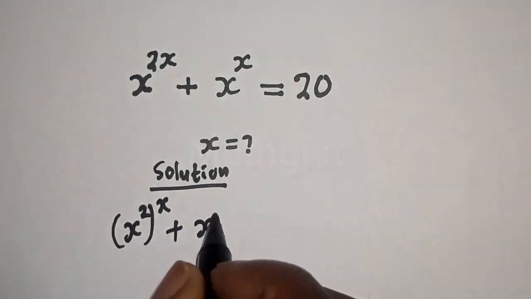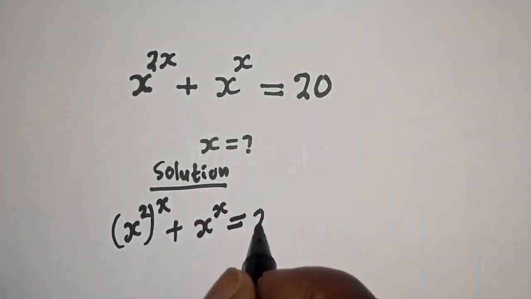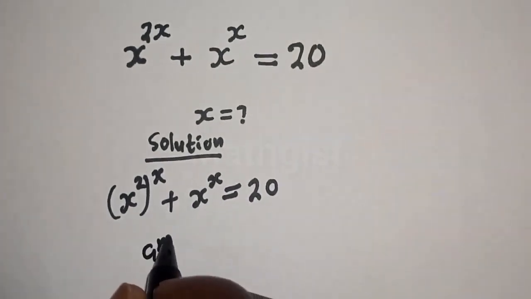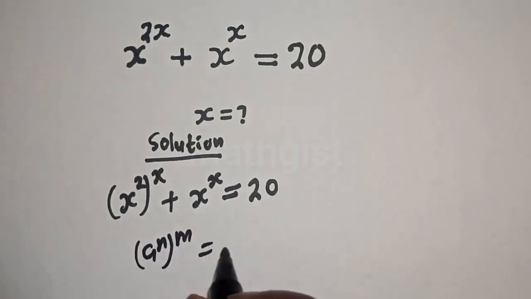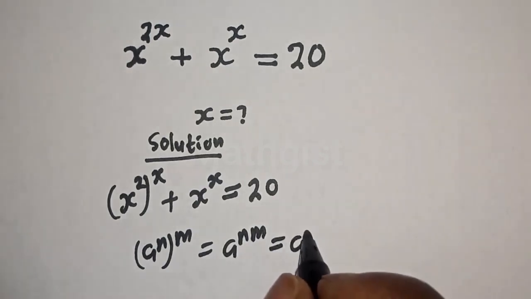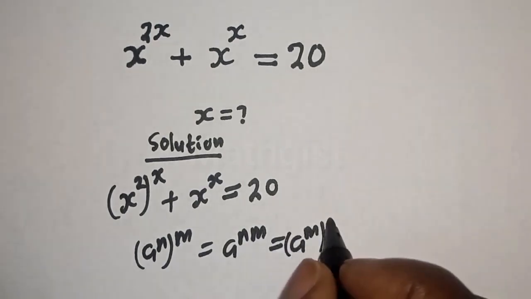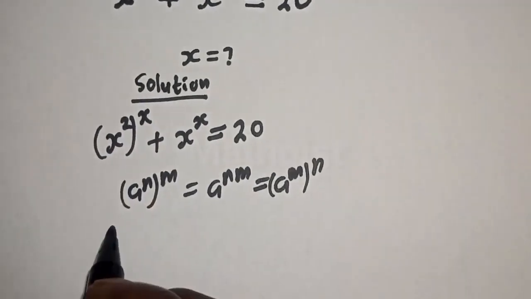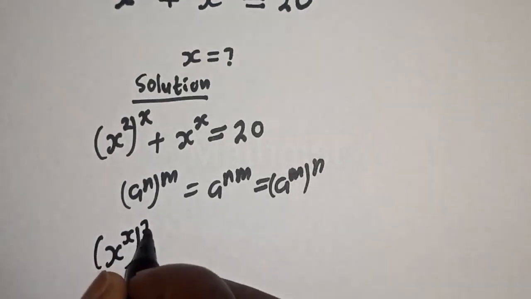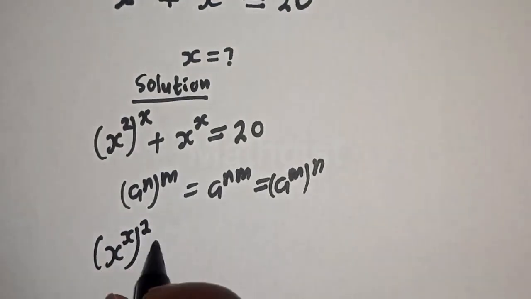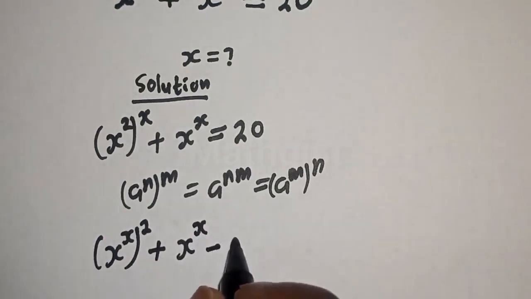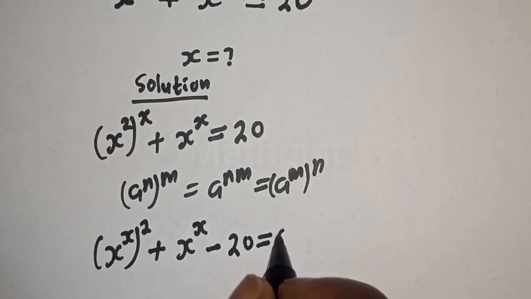plus s raised to power s is equal to 20, because take note of this, that if you have a raised to power n to the power of m is equal to a raised to power nm, this is equal to a raised to power m to the power of n. This can also be written as s raised to power s square from this identity plus s raised to power s minus 20 is equal to 0.